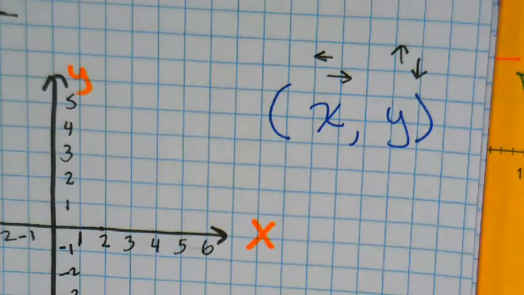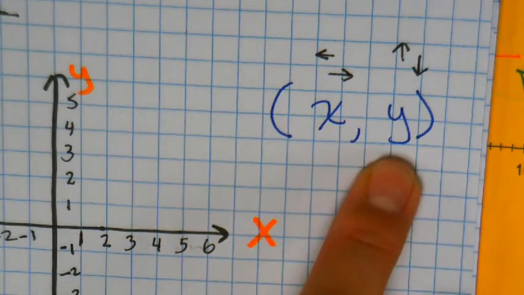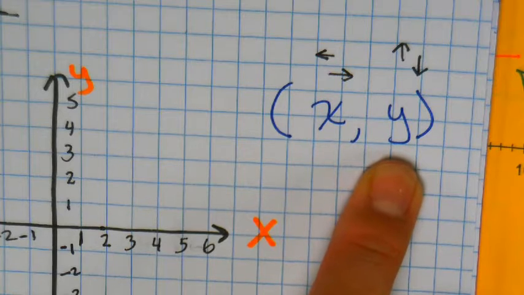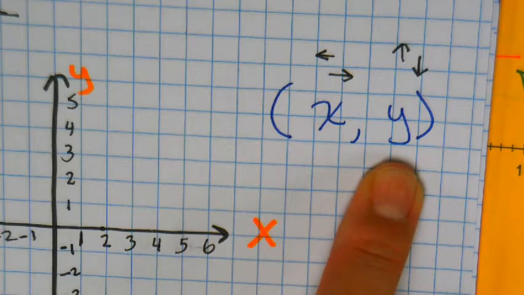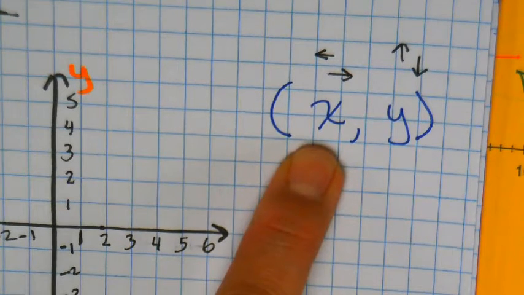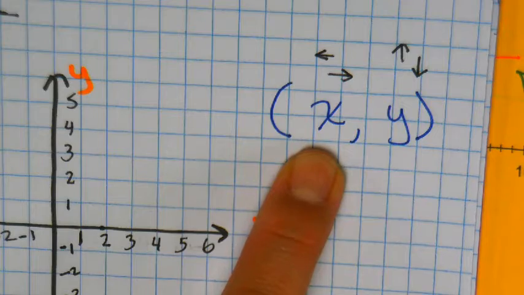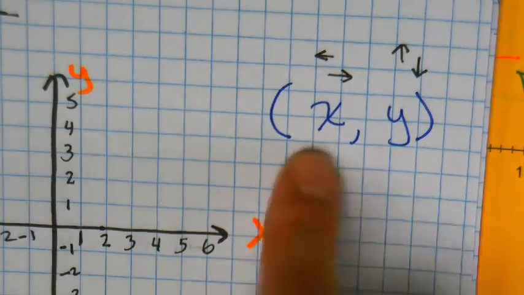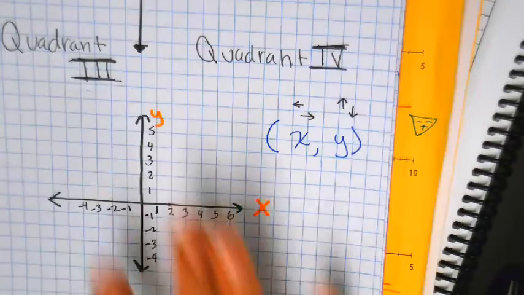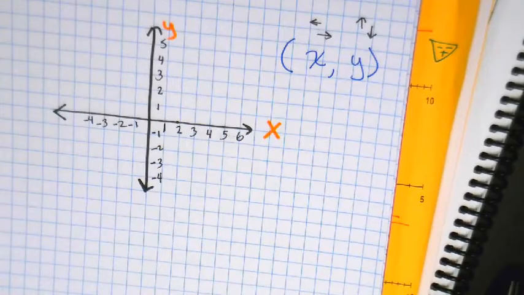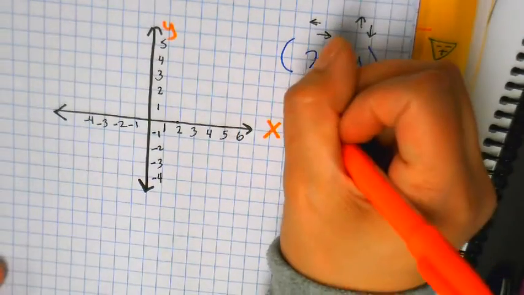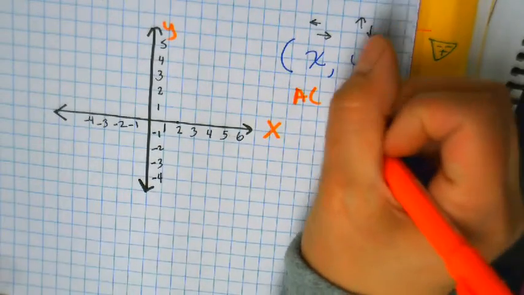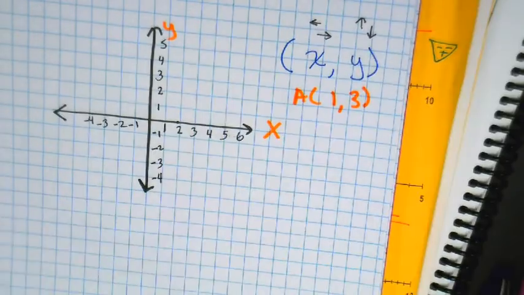If it's a positive number on the Y, you're going to go up. If it's a negative number, you're going to go down. On the X, you go to the right if it's positive, to the left if it's negative. We'll go over it. Okay. Let's do point A is going to be 1, 3.